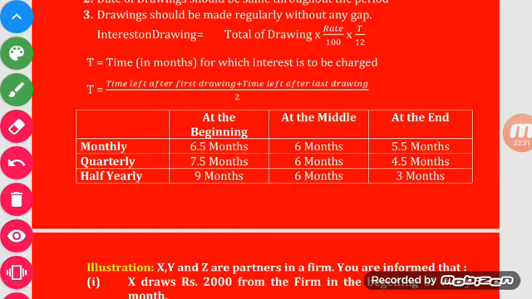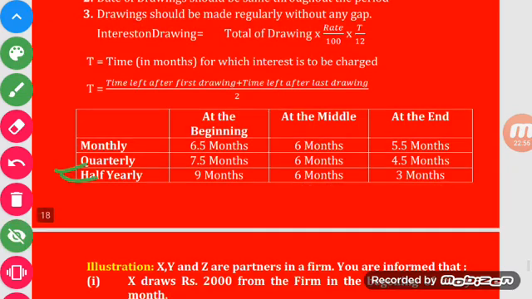as average time period. If a partner withdraws any amount quarterly, at the beginning of every quarter 7.5 months, at the middle of every quarter 6 months, at the end of every quarter 4.5 months will be utilized as per average time period. If a partner draws amount half yearly, at the beginning of half yearly 9 months interest will be calculated, middle 6 months, or at the end of every half yearly 3 months interest will be calculated here.